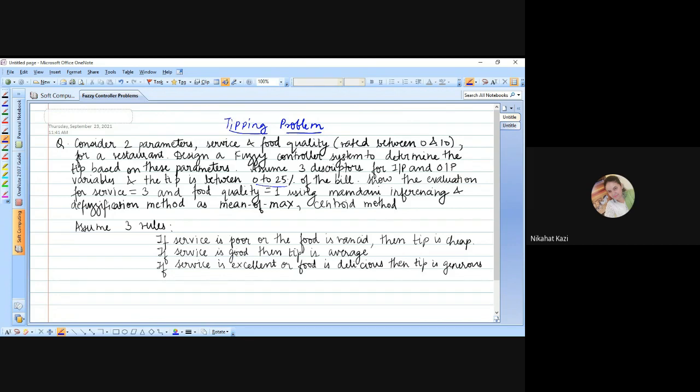So the service is poor, food is rancid. Okay, we use AND everywhere, and we included both the inputs every time. It was not that you had a single input anymore. So for this particular problem, assume that these are the rules.